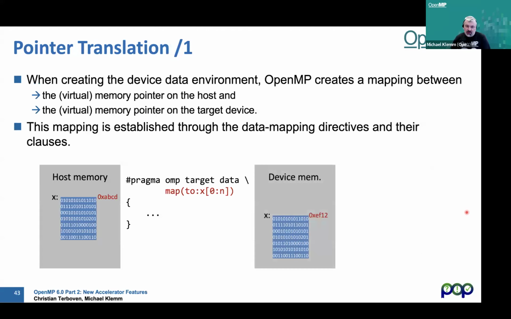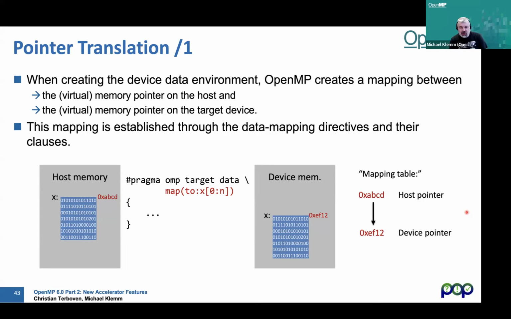what happened was that OpenMP under the hood somehow manages host memory and device memory, does the transfer where needed, and maintains a mapping table that contains information that a certain host pointer, in this case the X array at address ABCD, has been mapped to a device pointer EF12. And anytime you refer to X in the kernel, OpenMP knows how to find the data.